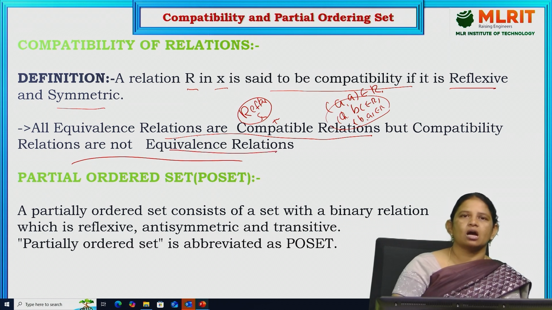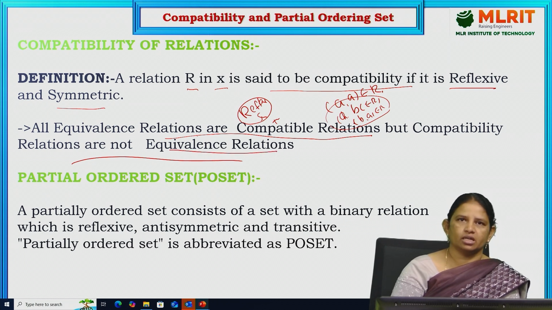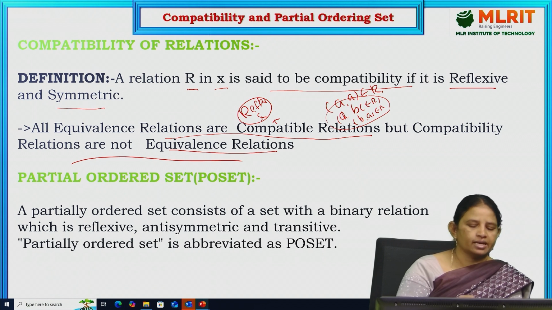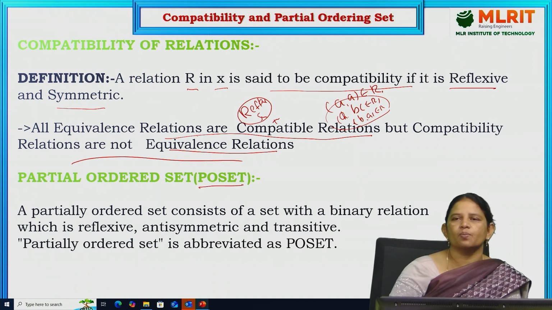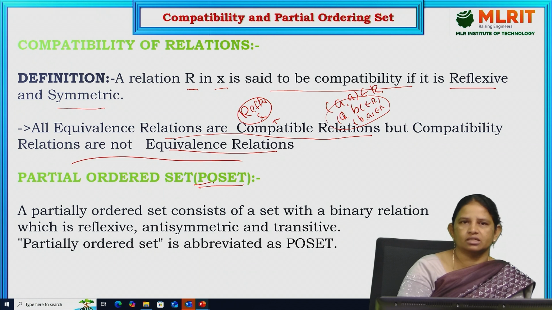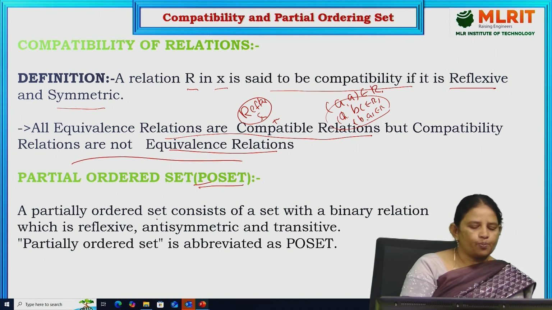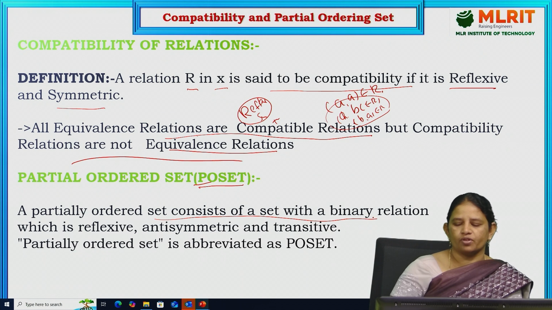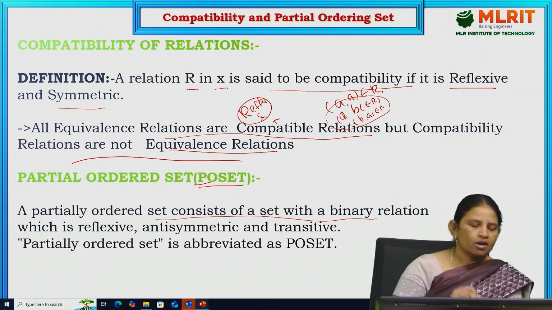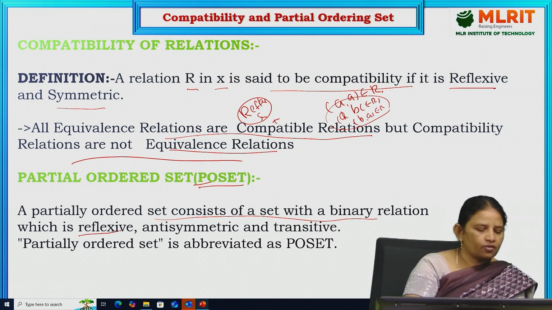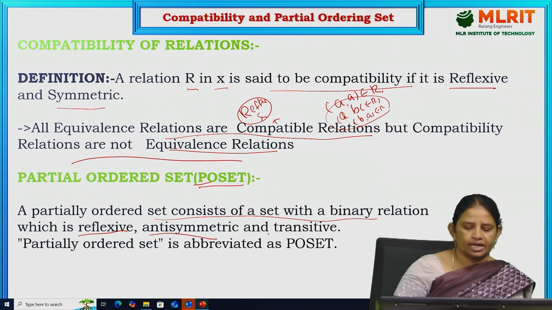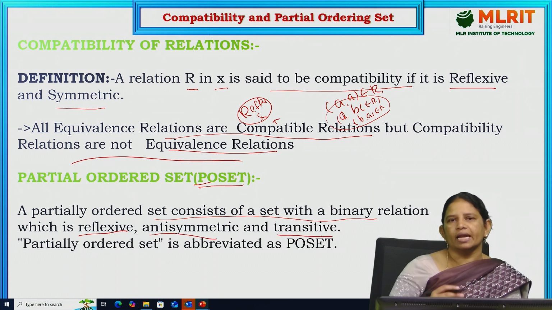Now, coming to the partially ordered set. What is the definition of a partially ordered set? Simply, we call it a poset. A partially ordered set consists of a set with a binary relation which satisfies the properties of reflexive, antisymmetric and transitive. Any relation consisting of a reflexive property, antisymmetric property and transitive property.